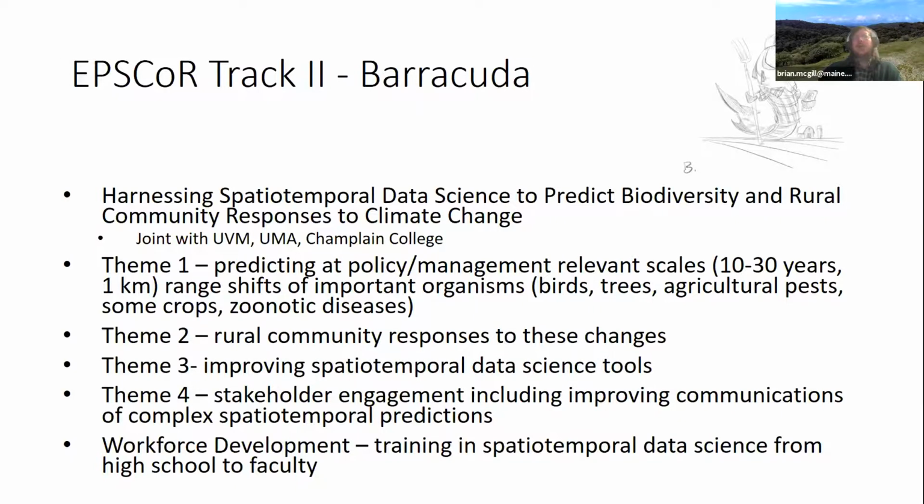And then we have a stakeholder engagement component, which includes literally just stakeholder engagement and making sure they're involved in our research and co-producing research, but also some psychology, communication psychology questions about how to communicate complex spatial temporal predictions, which is basically what we're doing. And there's a workforce development component in spatial temporal data science training that spans from Upward Bound programs for high school students all the way through undergraduates, graduates, and faculty. So that's going on for the next 3.5 years, and I'd be happy to talk more about that. And I'll stop there.